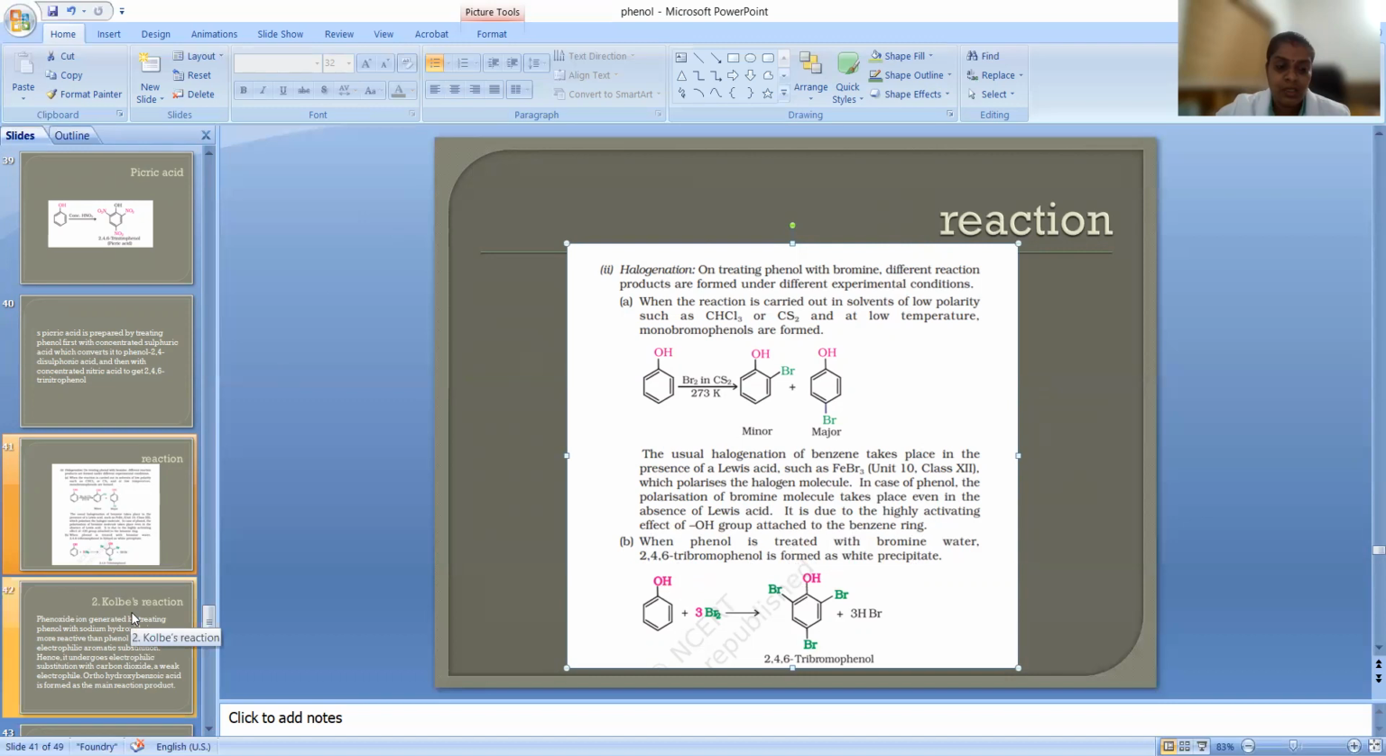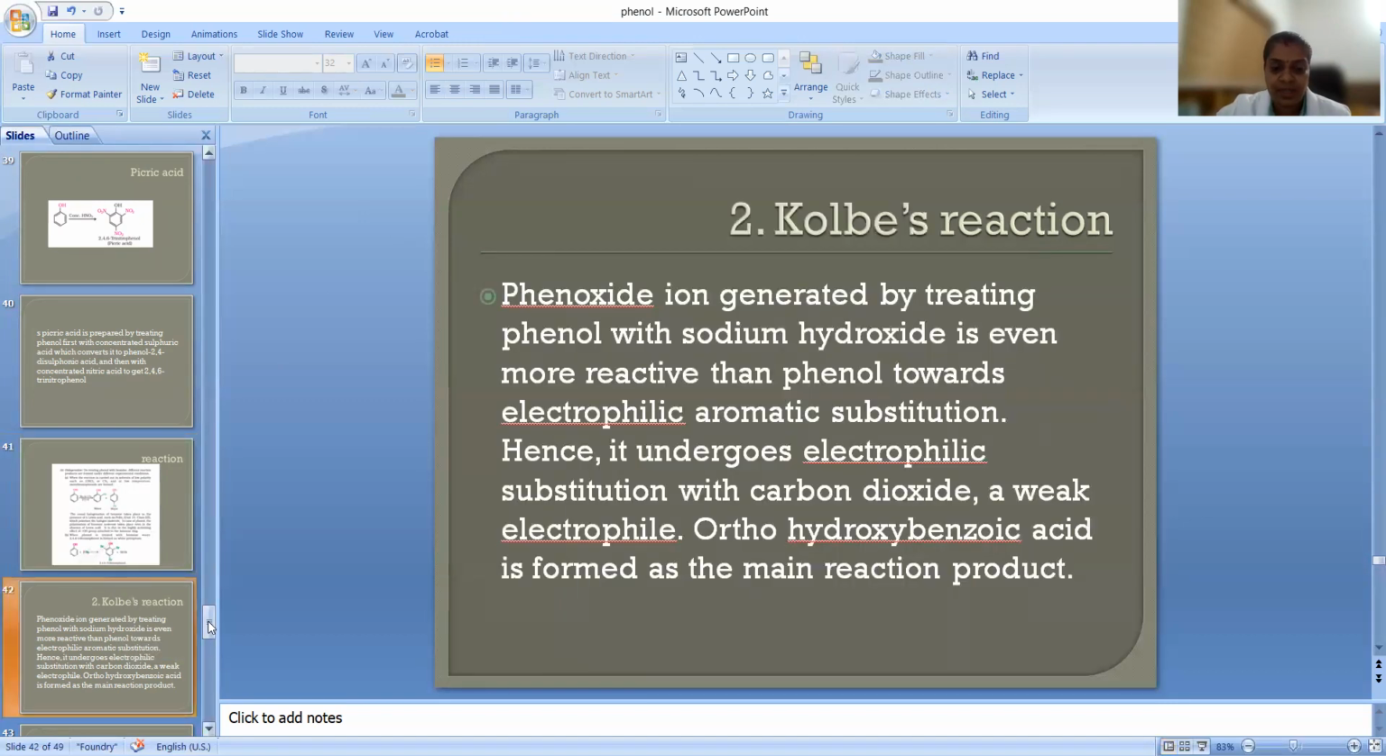Next, Kolbe's reaction, another important reaction. Phenol, when reacted with sodium hydroxide, gives phenoxide, as we have seen. That phenoxide is more reactive than phenol towards electrophilic substitution reaction. So it will undergo electrophilic substitution even with carbon dioxide, a weak electrophile. It results in ortho-hydroxy benzoic acid being formed as the main product. Let us see that.